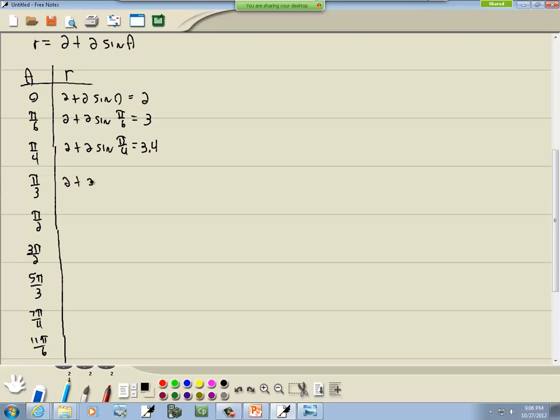And here we got 2 plus 2 sine of pi over 3. Sine pi over 3 is square root of 3 over 2. So we got 2 plus square root of 3, 3.7. 2 plus 2 sine pi over 2. That's 1. So 1 times 2 is 2. 2 plus 2 gives us 4. Okay, so 3 pi over 2. We've got 2 plus 2 sine of 3 pi over 2. Sine of 3 pi over 2 is negative 1. Times 2 is negative 2, plus 2 is 0.